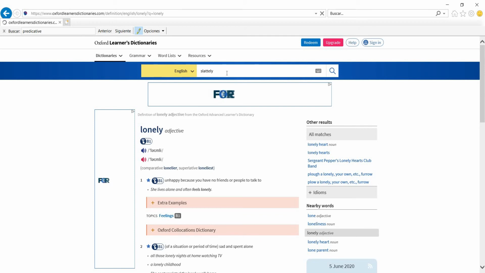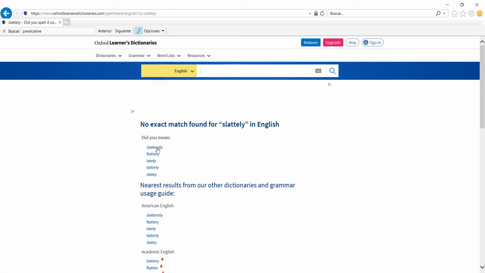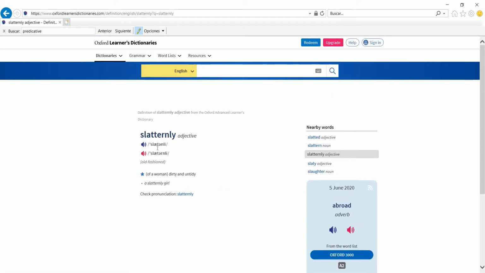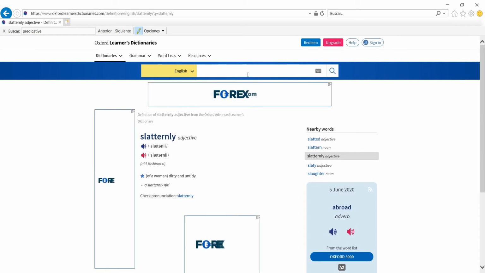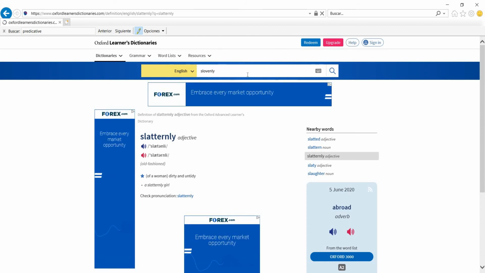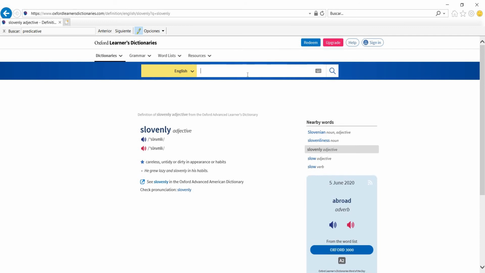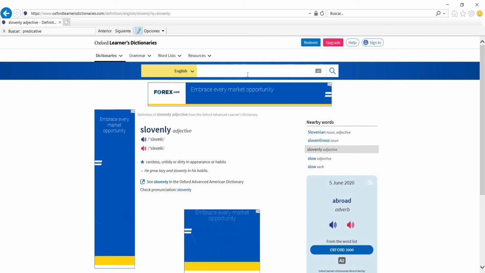Oh, sorry, that was slatternly. There we go. Slatternly. Right, for a woman, very disrespectful, right? Dirty and untidy. And another one that is slovenly behavior, right? So dirty and untidy too, right? This is not a nice term, right? Careless, untidy, dirty in appearance, right? Slovenly habits or slovenly behavior.